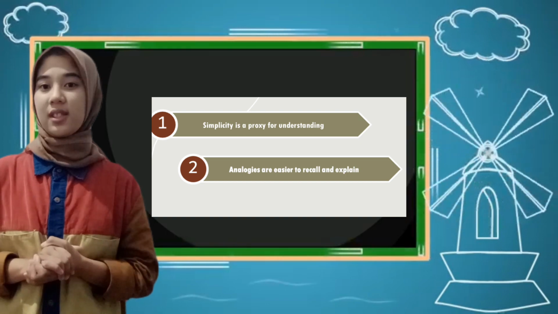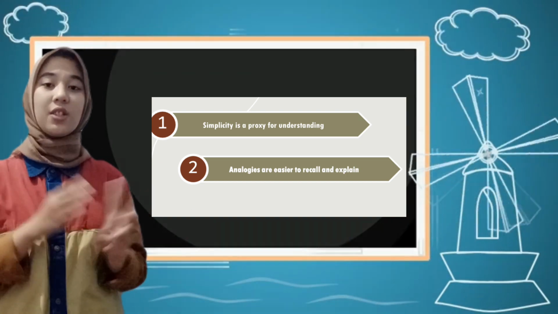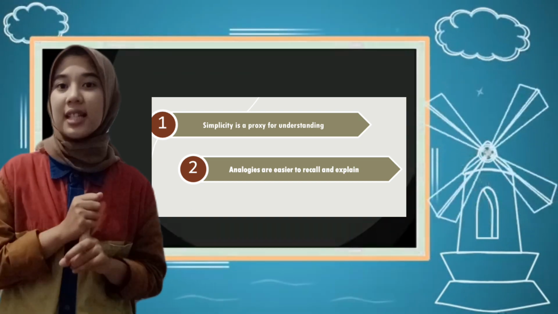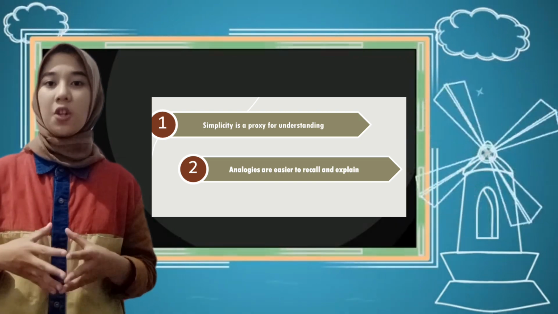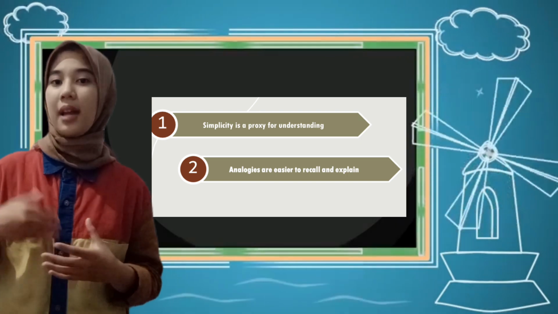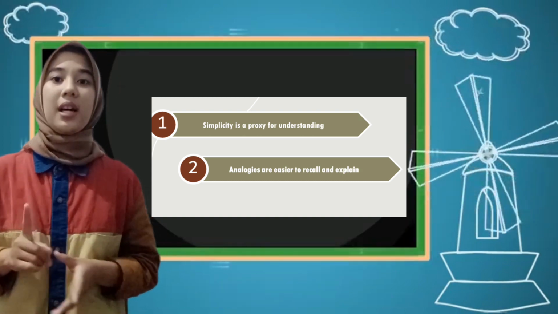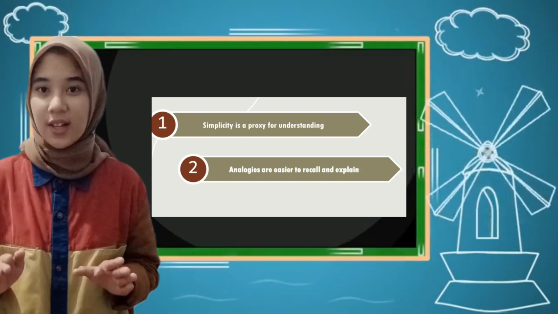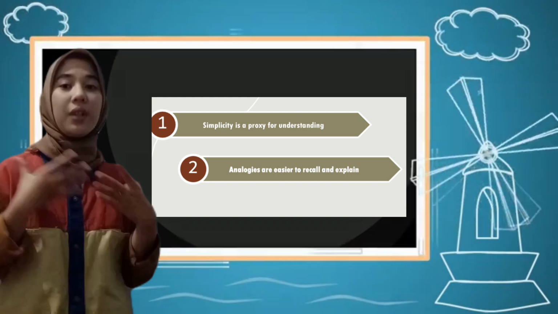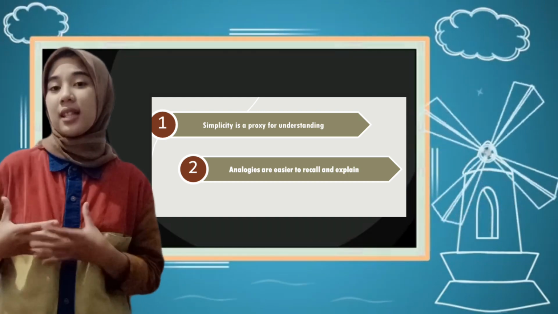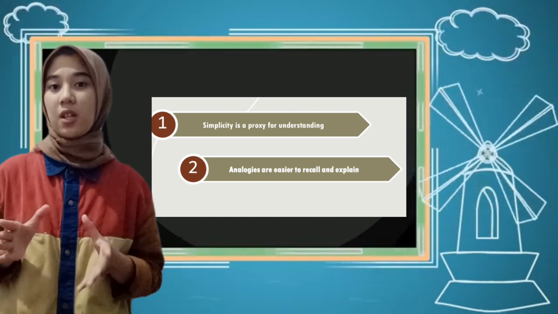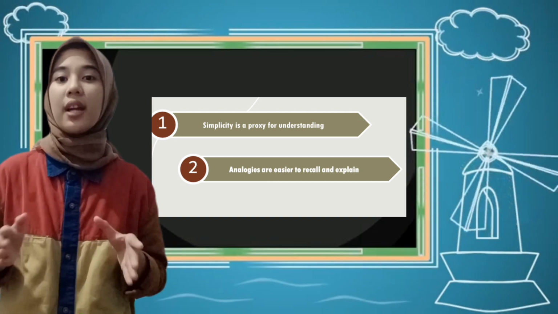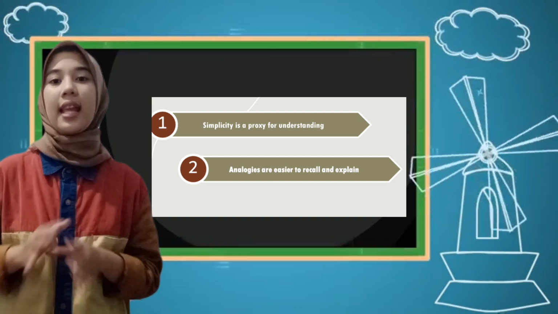Why does this step work? There are two reasons. The first one is simplicity is a proxy for understanding. It's easy enough to commit terms to memory and repeat them back when prompted. But memorization is not understanding. When we can't rely on big words that make us sound smart, we have to distill what we truly know to the most basic form. This is where true understanding takes place.